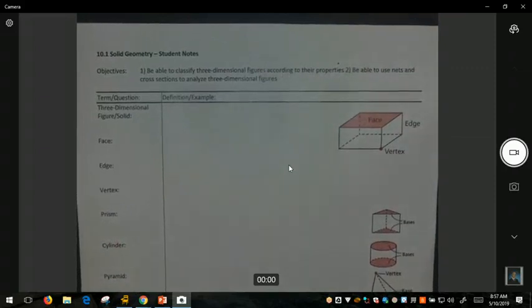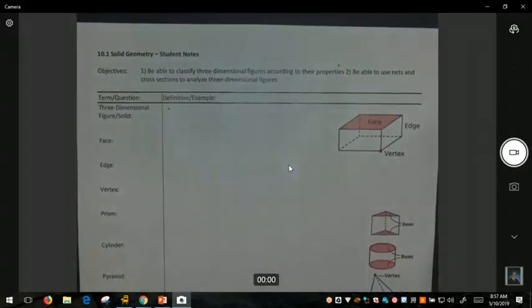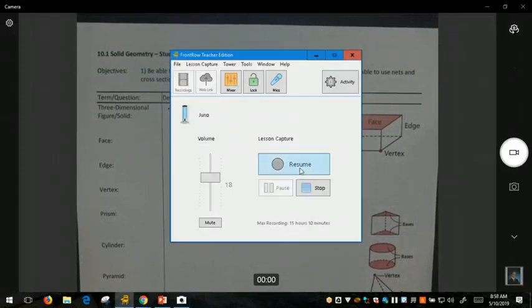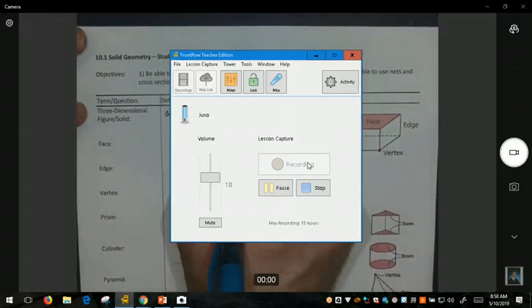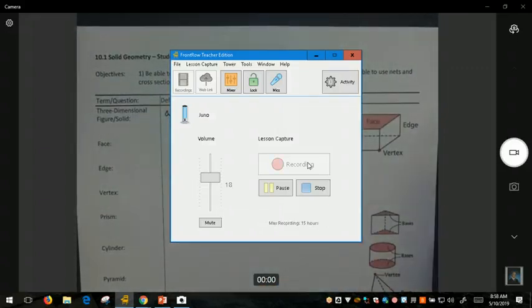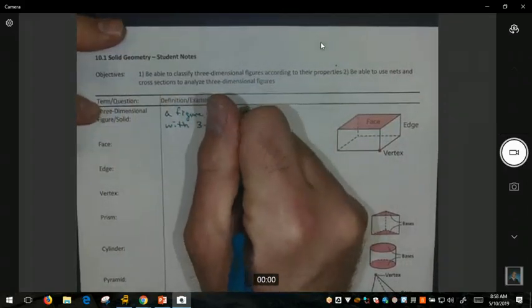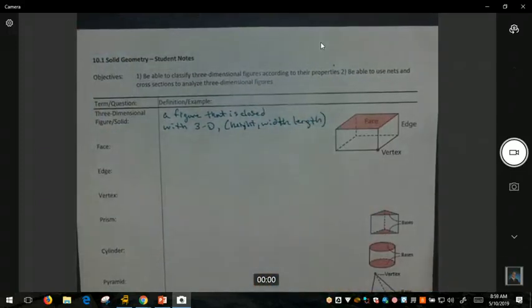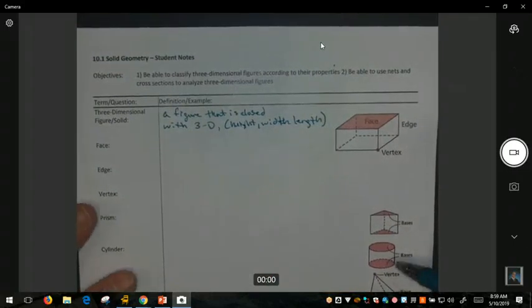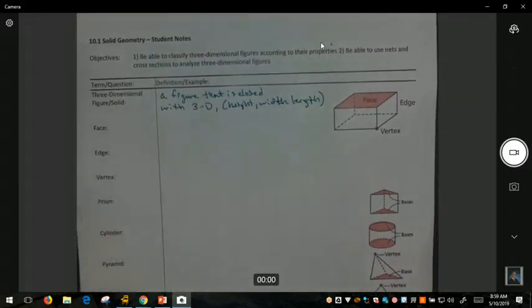A three-dimensional solid figure is a figure that is closed, meaning that we have all vertices connected, no open segments, with three dimensions. For example, height, width, length. You've learned about three-dimensional figures from the time that you were in preschool and kindergarten when you studied cylinders, prisms, cones, and pyramids, and just understanding what they were.